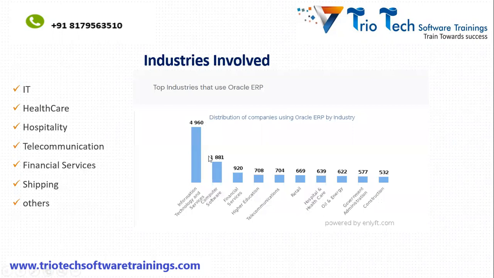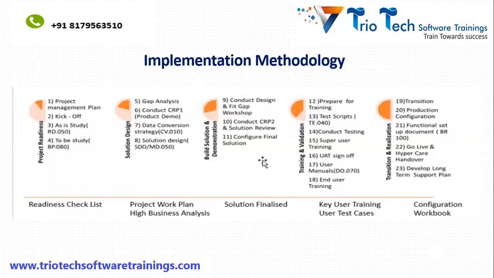This is just the industry graphics, or graph statistics, which I wanted to give you a gist of. Almost all industries are using Oracle ERP. Oracle ERP is the leading ERP. Right now, from a product perspective, it is one of the most stable software service providers from an ERP perspective in the industry. I would not say it is the only one, but one of the most stable. All industries, IT, healthcare, hospitality, telecommunication, financial services, shipping, every industry you see, you will find Oracle ERP being used.